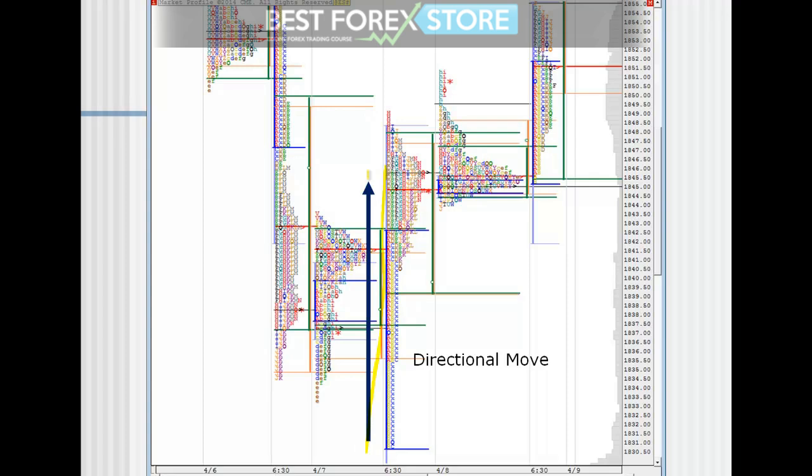The directional move takes us all the way up to here. And once we arrive at that stopping price, we don't just stop there and rest. No, we begin to rotate, extend the range a little bit higher, come back lower. And this is when you begin to see a cluster form on a profile. That's actually the reason the cluster forms, because of the rotation around that stopping price, and that stopping price is typically your volume point of control.